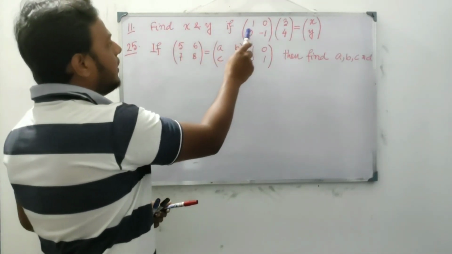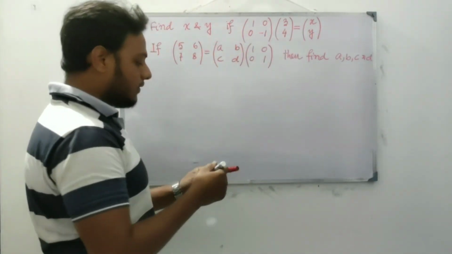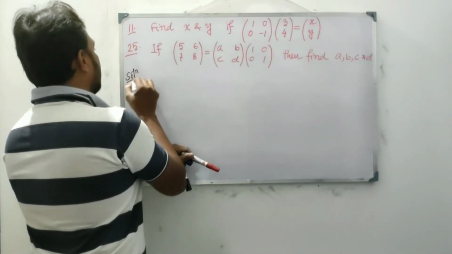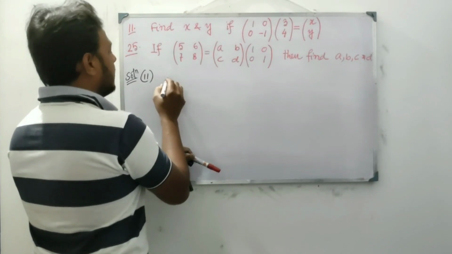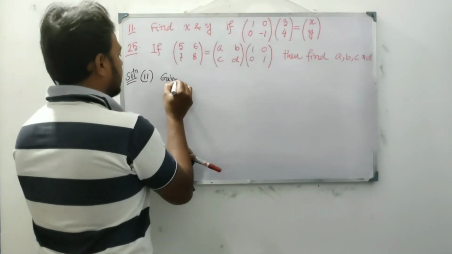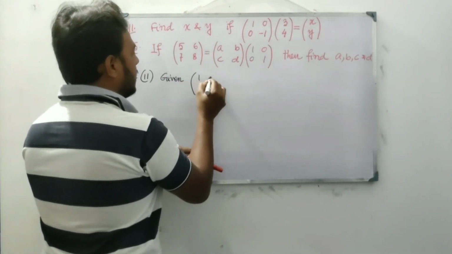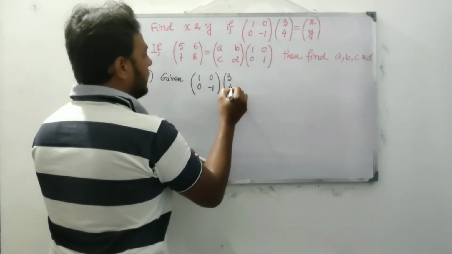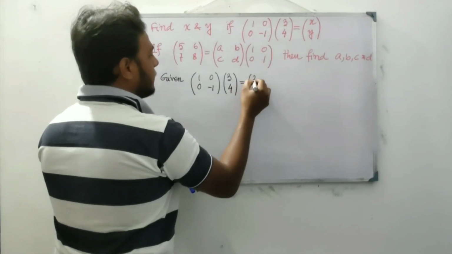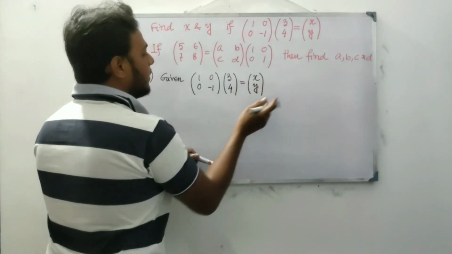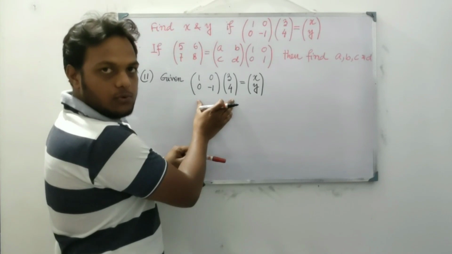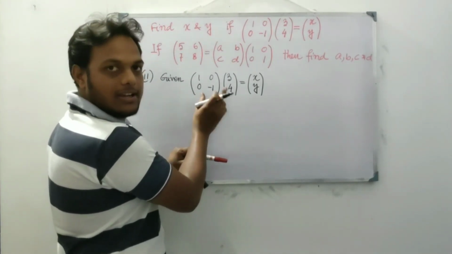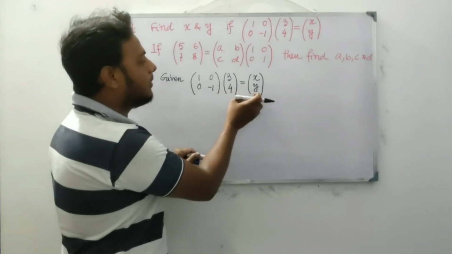Find x and y if a matrix equation is given. So solve. Here I am solving number 11. Number 11 is given that [3 0; 0 -1] times [1; 4] equals [x; y]. Very good. So in the right hand side there is a product of two matrices. So just multiply these two matrices, then we will get a single matrix. After that we will compare with the right hand side.